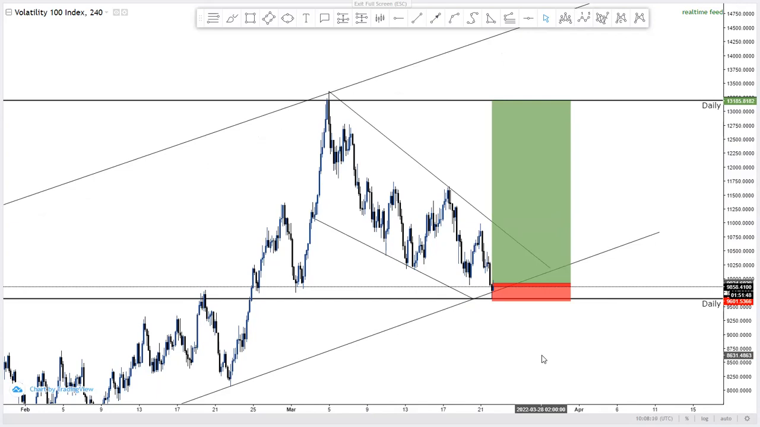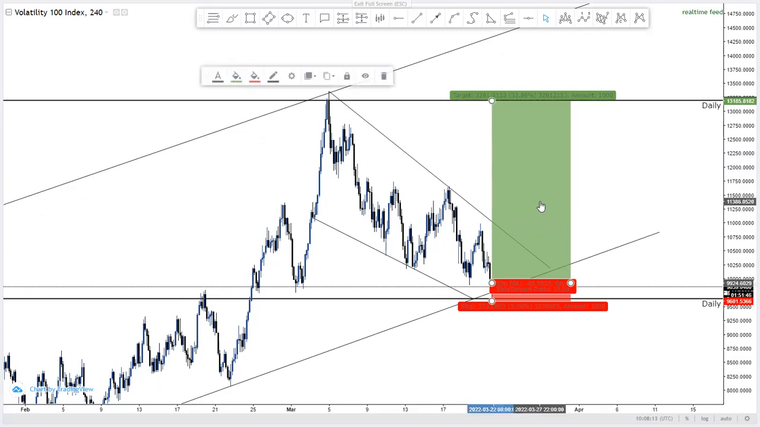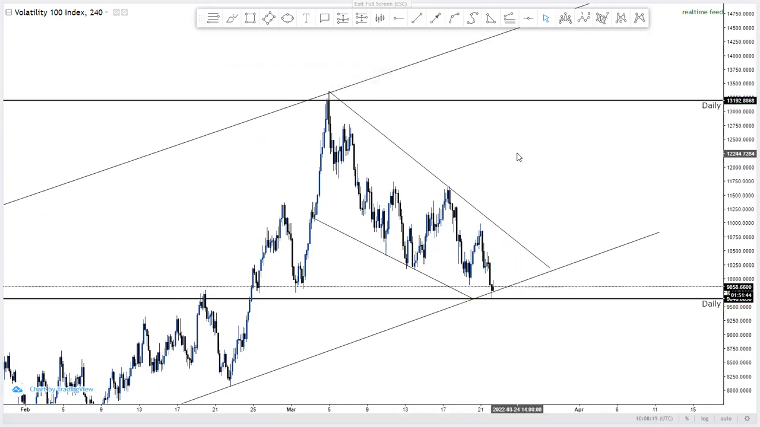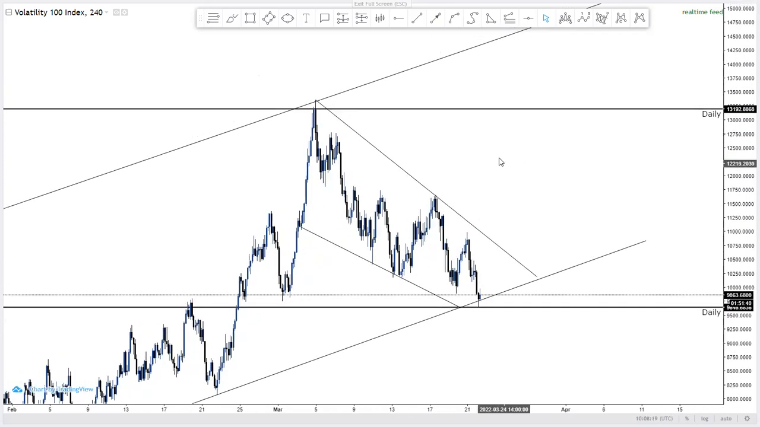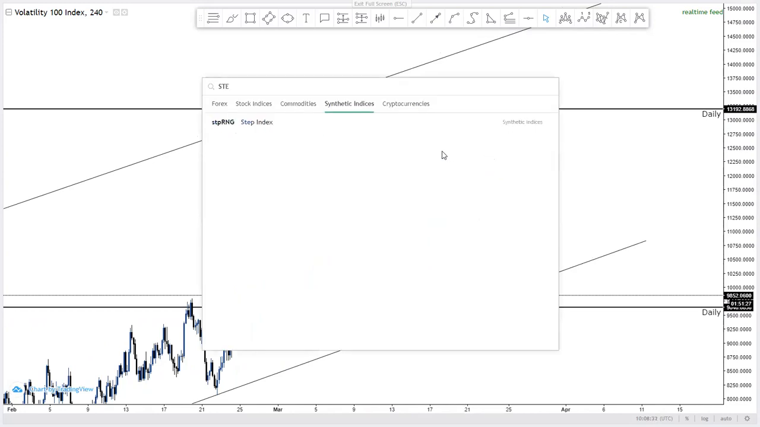So so long as that candle closes bullish, we're going to swing trade that particular trade for a very long time. So guys, as you can see, it was a very clear, smart analysis on Wallstreet 100. So let's move on now to our last instrument, which is step index.